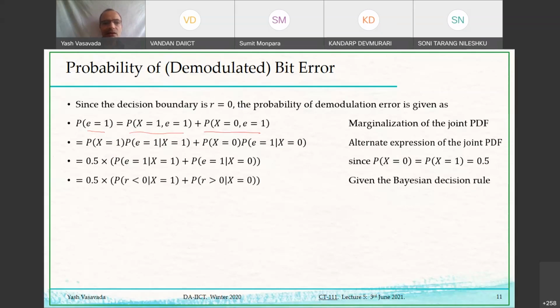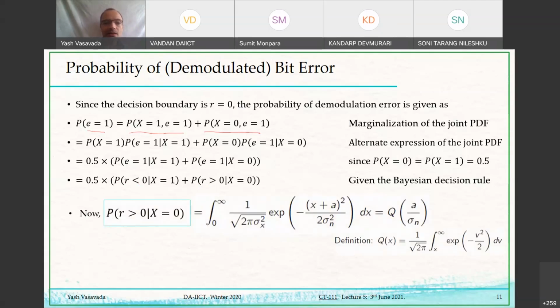Now, we know that the receiver makes an error, E becomes equal to 1, when X is equal to 1 is transmitted when R is on the wrong side of the decision boundary, meaning R is negative. And similarly, when X is equal to 0 is transmitted, R falls on the wrong side of the decision boundary when it is positive. So this is what we had said on the previous slide, that we have to simply integrate the conditional PDF for half of the real valued line. And so this probability evaluation is what I have done here. This is the conditional PDF of R when minus A is transmitted. And then I'm integrating over the positive real valued line from 0 to infinity.